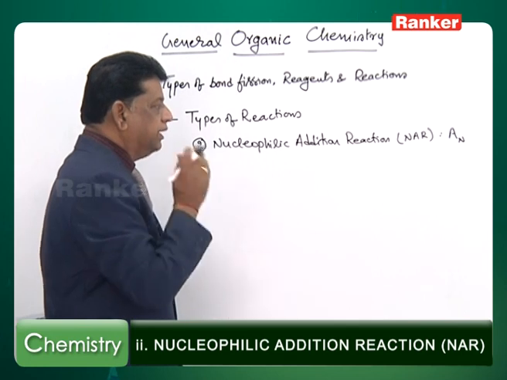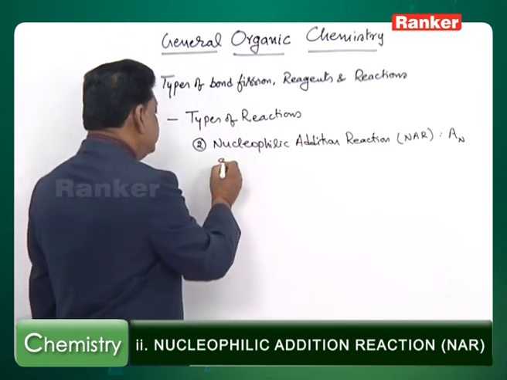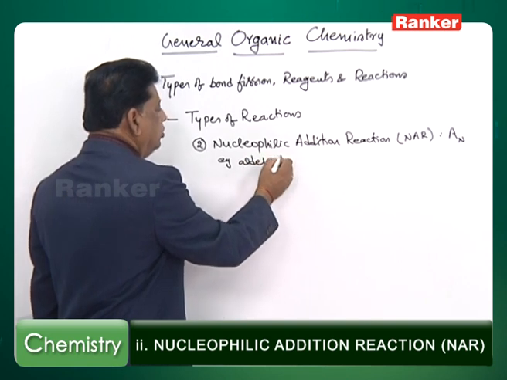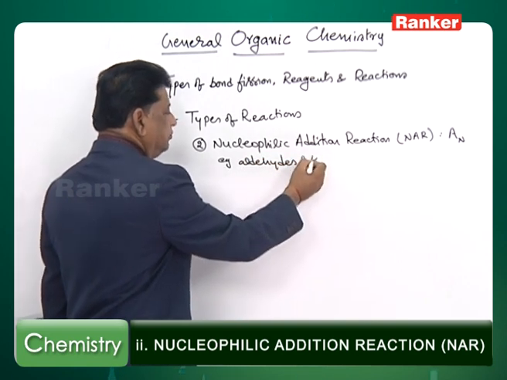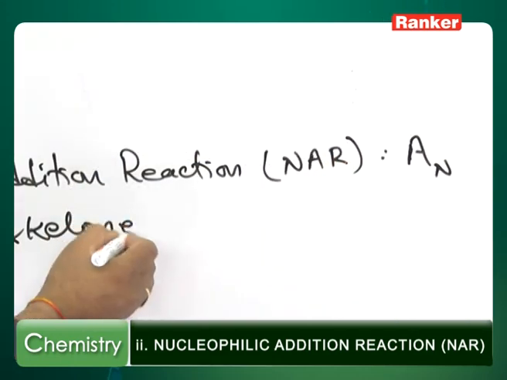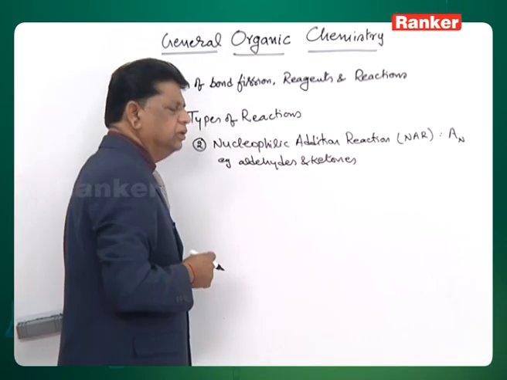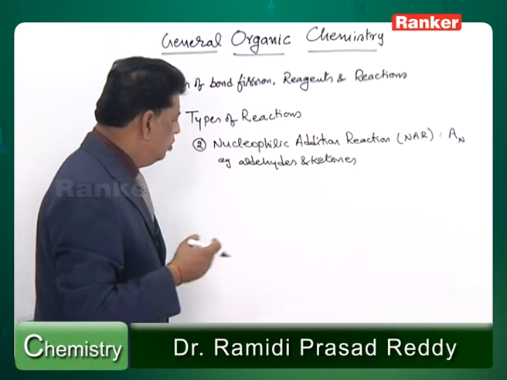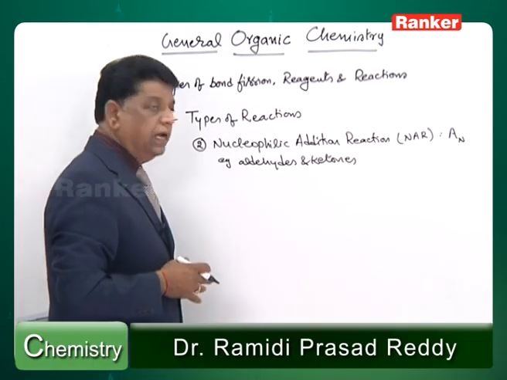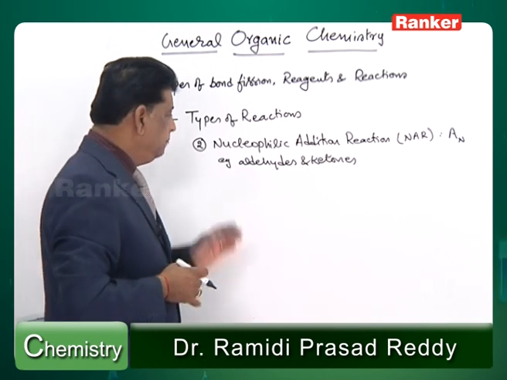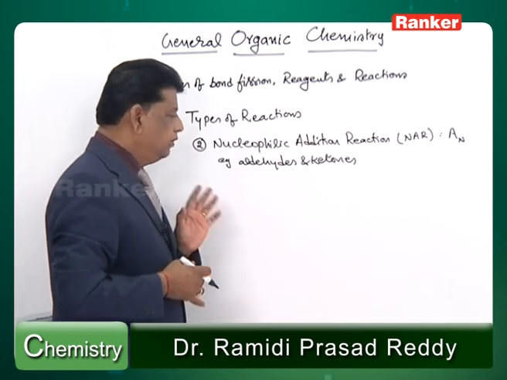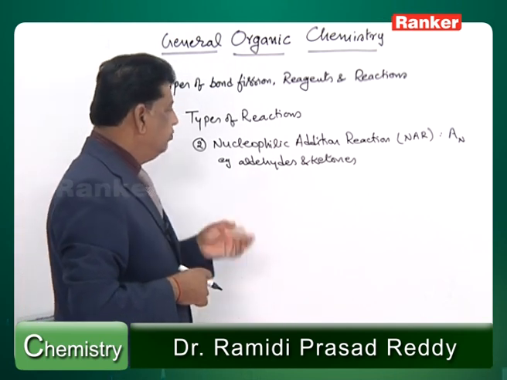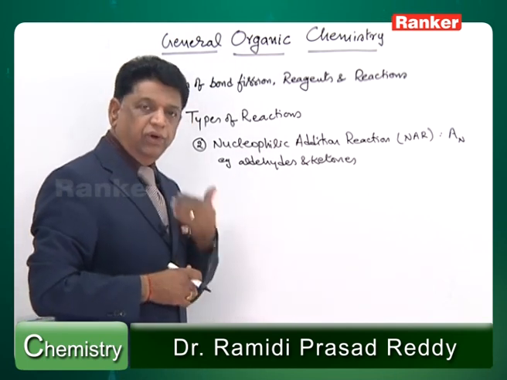With a nucleophile the reaction takes place. For example, all aldehydes and ketones undergo this reaction. Aldehydes and ketones undergo this reaction in addition to the cyanides and some acid derivatives and so on. But the main reaction is of aldehydes and ketones. As I said, what is the characteristic reaction of aldehydes and ketones? Nucleophilic addition. Or, the nucleophilic addition is shown by which of the following compounds?